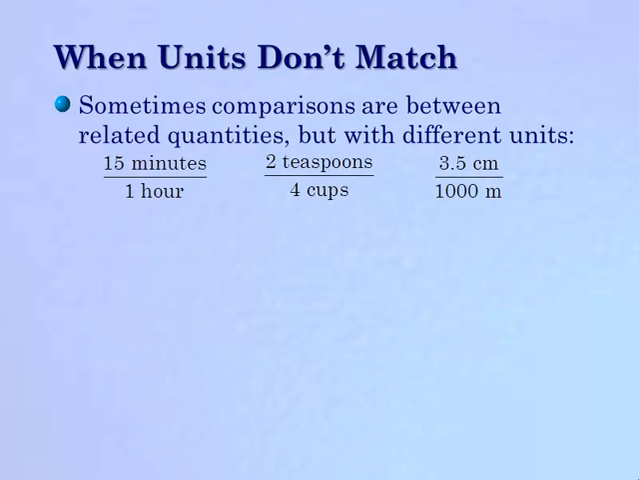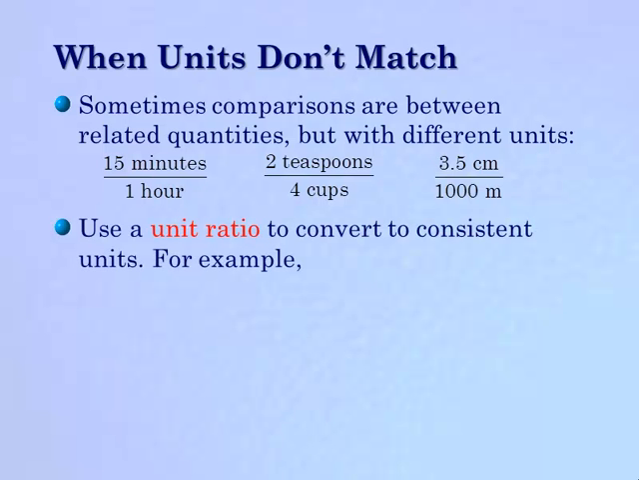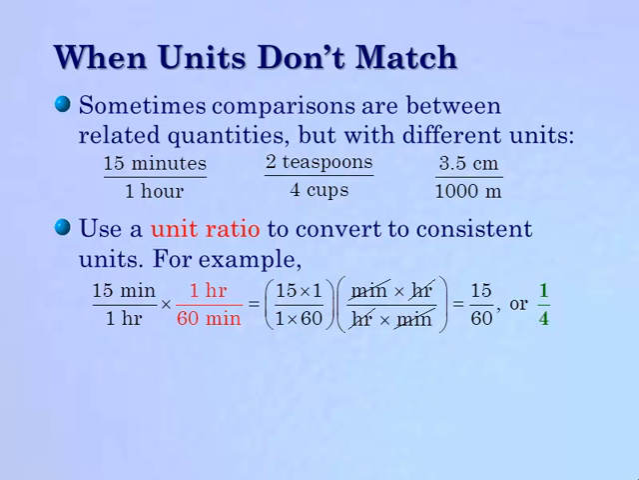So sometimes you find that we have units that don't match. For example, we might have 15 minutes over 1 hour, or 2 teaspoons over 4 cups, or 3.5 centimeters over 1,000 meters. In that case, we can use a unit ratio to convert to consistent units. For example, for 15 minutes per hour, we can multiply by 1 hour over 60 minutes. This is a unit ratio that you've seen in a previous module. And we pull out the values, 15 times 1 and 1 times 60, and the units over here, and you notice that all of the units will cancel. So that leaves you with a ratio of 15 over 60, which we can reduce to 1 over 4.